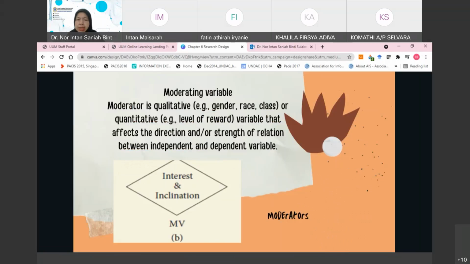Interest or inclination: if the staff is interested in reading the manuals, they can read the reference manual, so the flaws can be decreased. However, if the workers are not really interested in reading the manuals, their tendency to make first defects could be high. That's moderating. Actually, a moderator can be qualitative or quantitative, depending on the relationship.